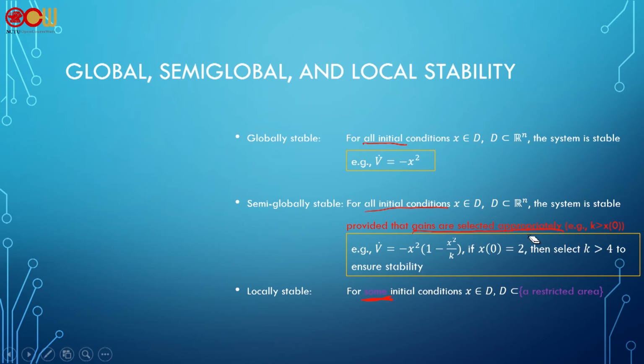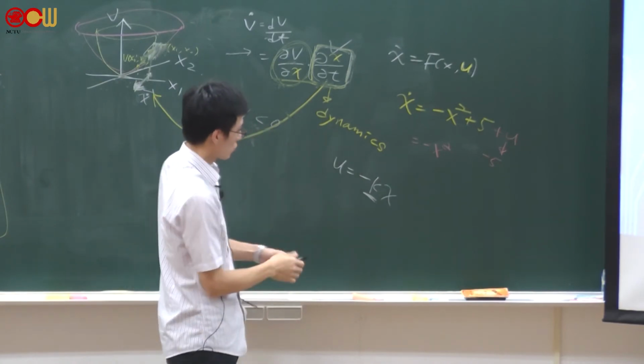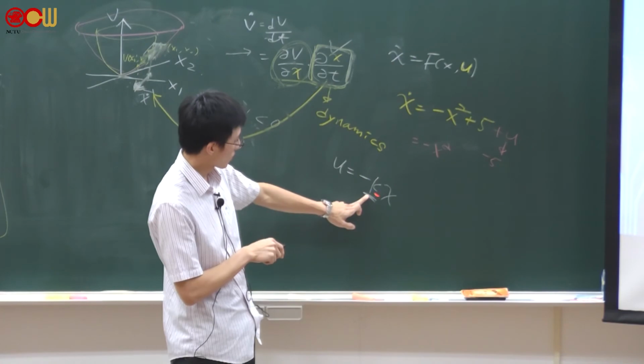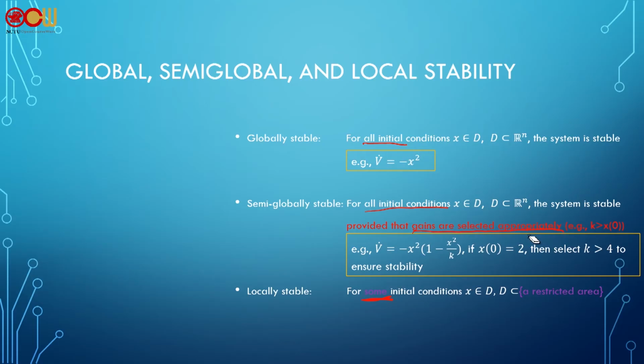For the semi-global case, the example is this one. k is the control gain, which is the parameter you can select. This k is in the control. You can select whatever k you like. In this case, as long as the part inside the bracket is greater than 0, V dot is negative. To ensure this is positive, it depends on the initial condition of x.